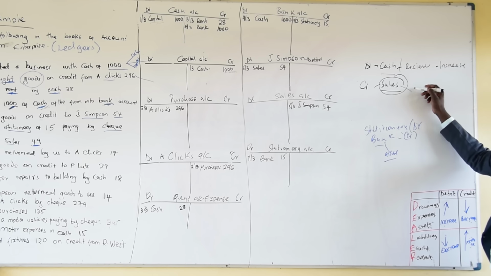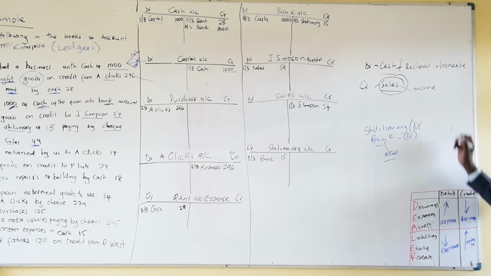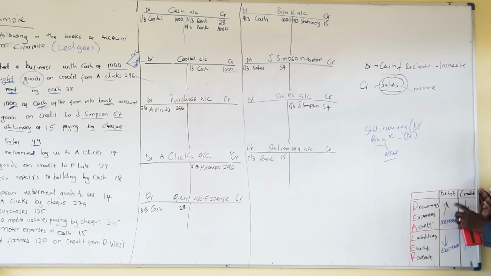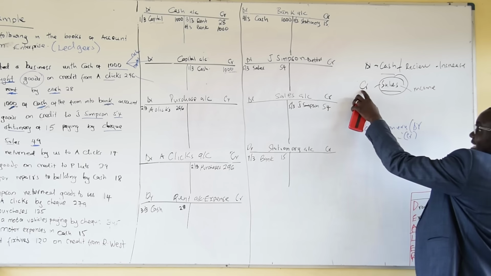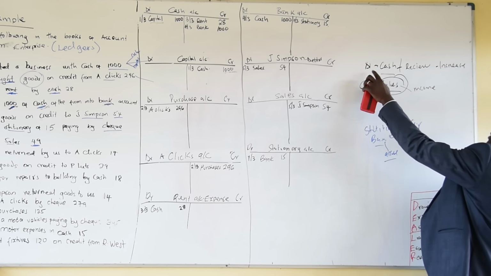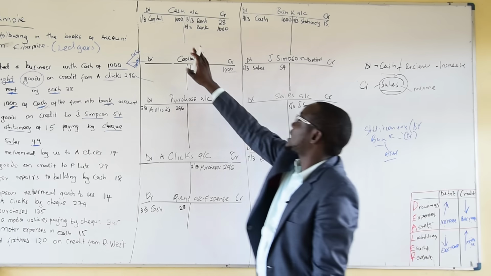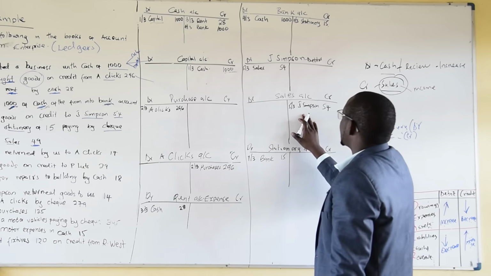Because sales is an income. Increase in an income or revenue is a credit. When you sell, what you get is revenue or income. Increase in revenue is a credit. So we credit sales account, we debit cash. We already have cash account, we have sales account.